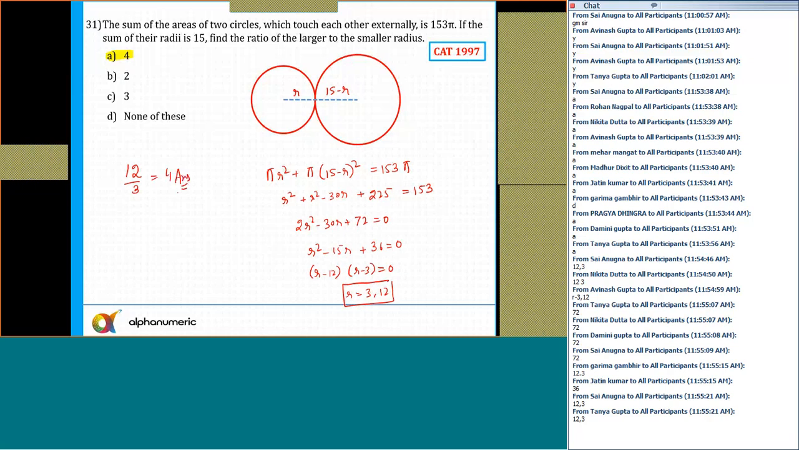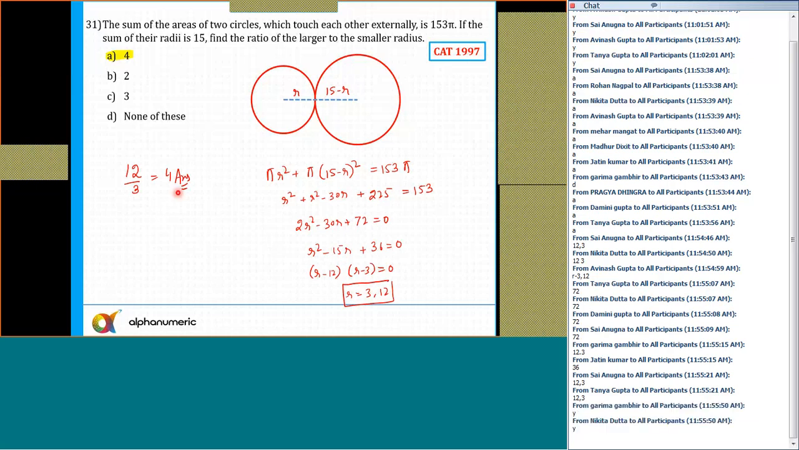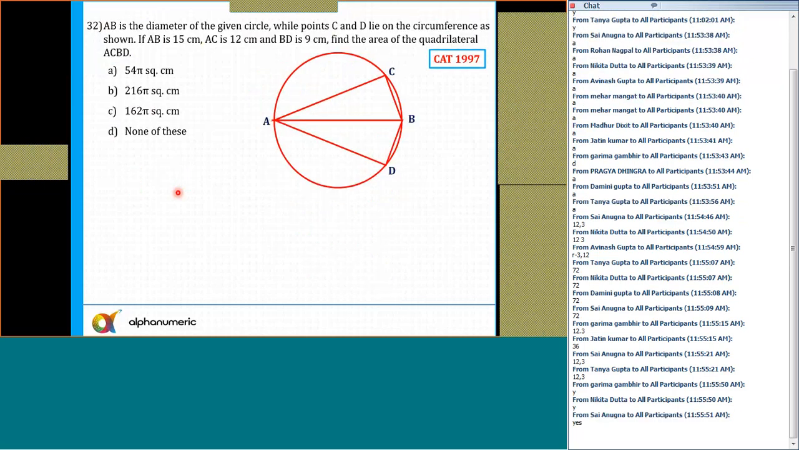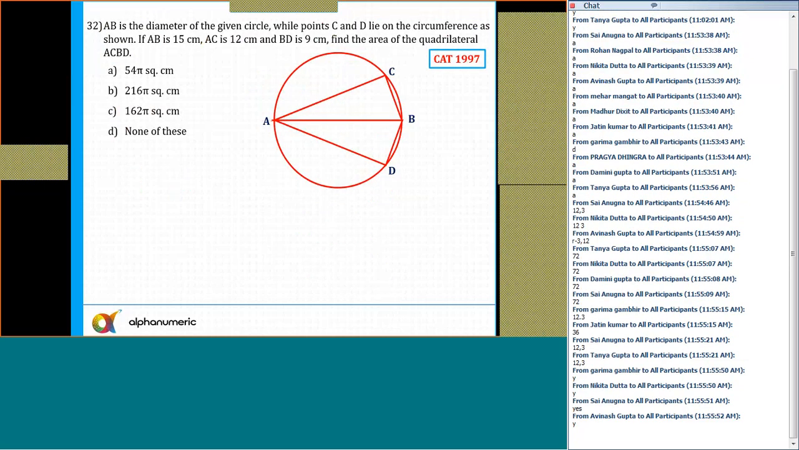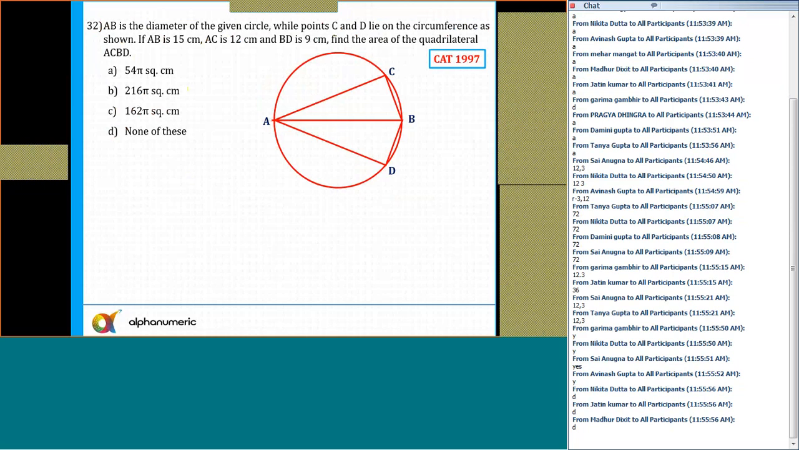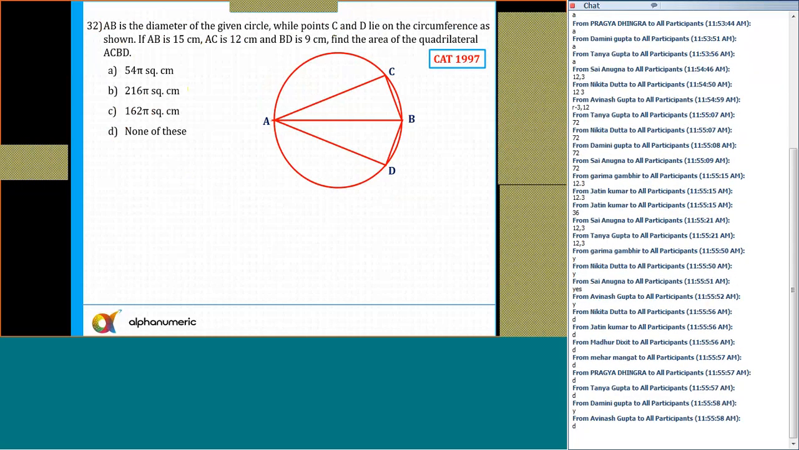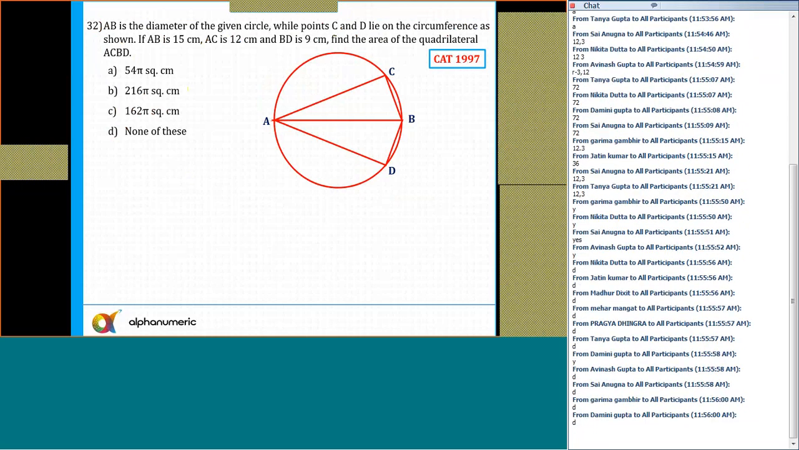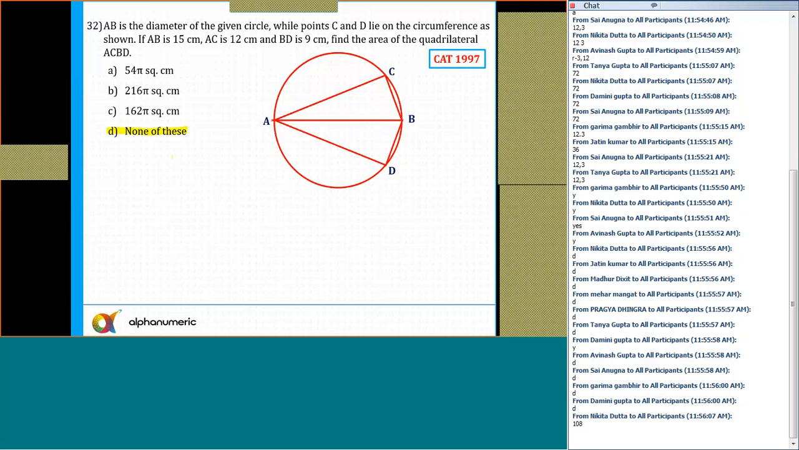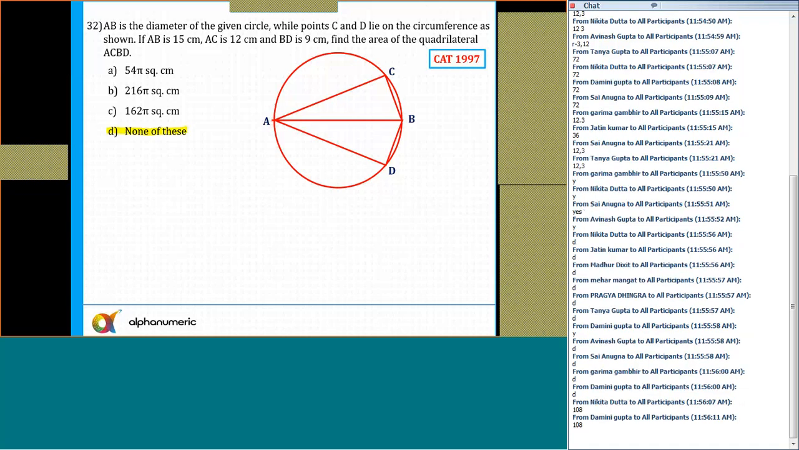So this was a sitter. I don't think it will take more than 1 or 1.5 minutes. Can I move to the next question? What is the answer for this question? Again, an easy one. Anyone who can tell me the answer? The correct answer is option D, none of these. If it is D, none of these, what is the correct answer? 108. Let me check here.